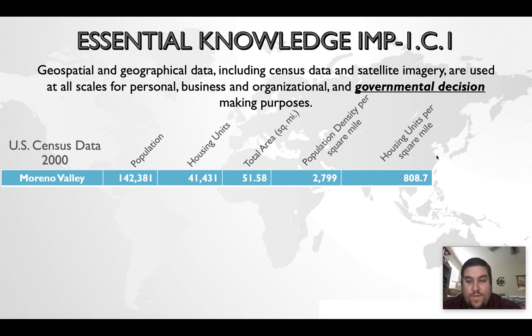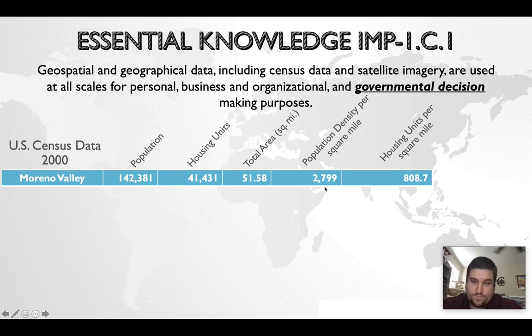As the federal government looks at where to spend money, they look at census data to figure that part out. And the decision making is, if there's 2,800 people in Moreno Valley per square mile, and we have a population of 142,000, but only 41,000 housing units, maybe Moreno Valley needs more housing. Or maybe we have just enough housing and we're done, and maybe we need to start building more business opportunities. So Moreno Valley city government will use this data to understand where things are.